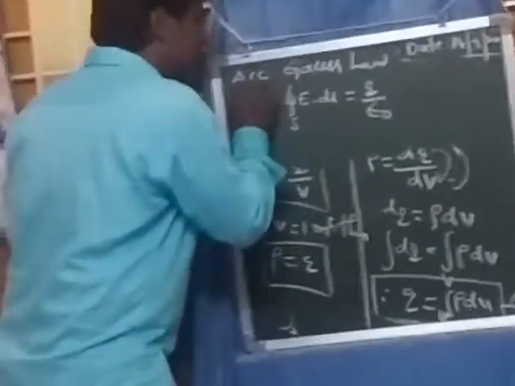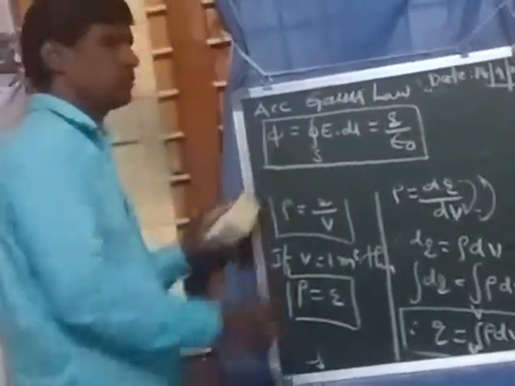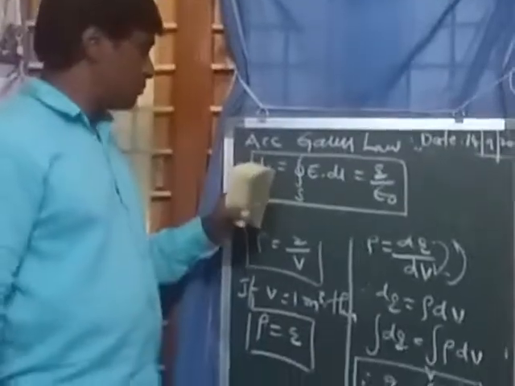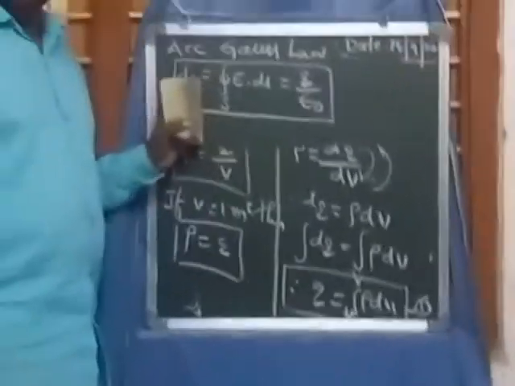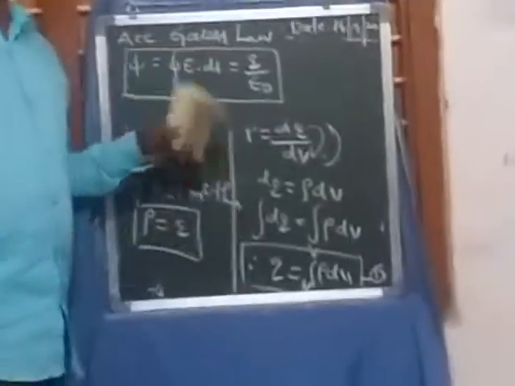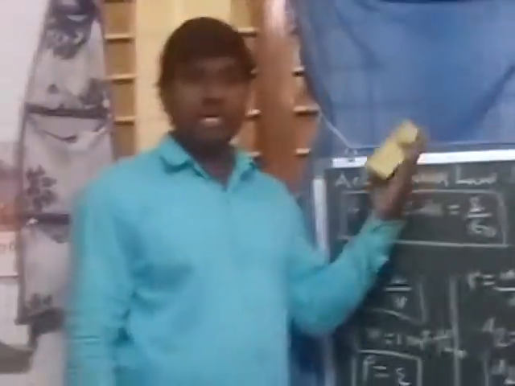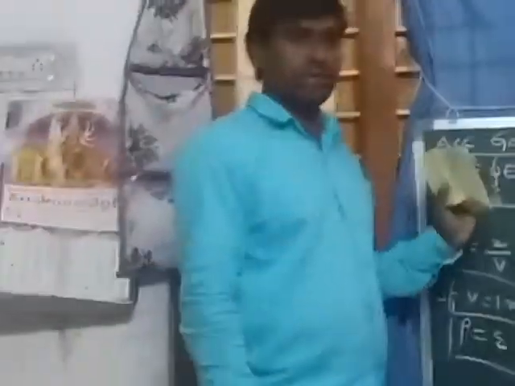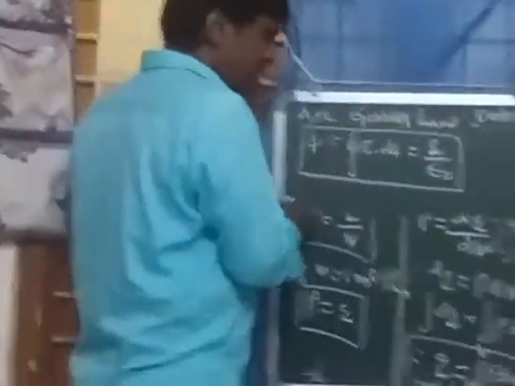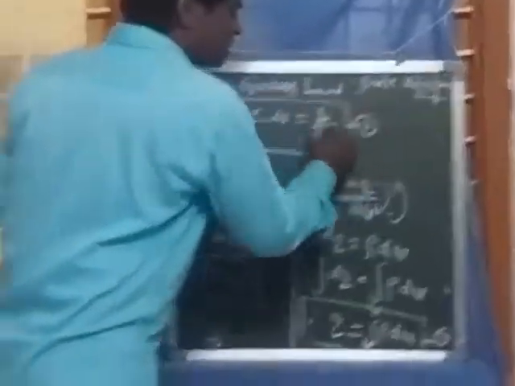This is the Gauss law, students. Don't forget this Gauss law, everybody. The Gauss law is very, very important for the application of further derivations and determination of the concepts. So in this condition, this is equation 1, the Gauss law.